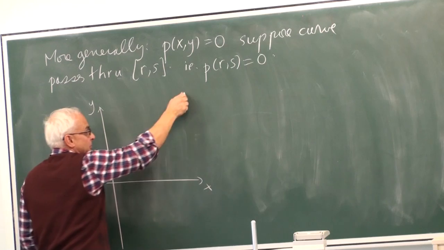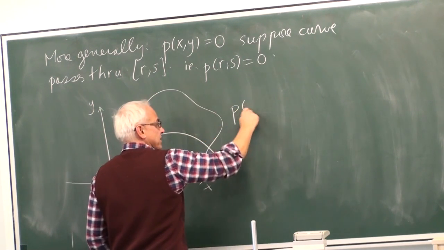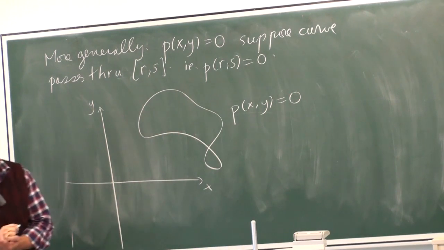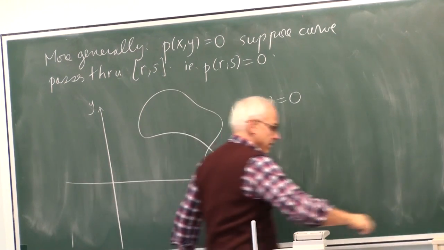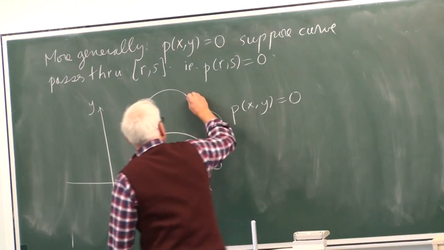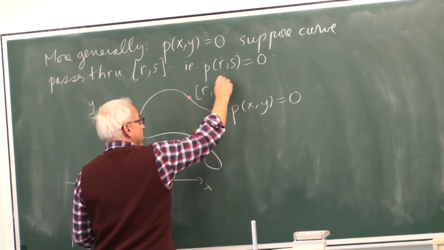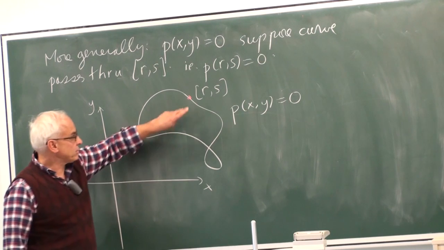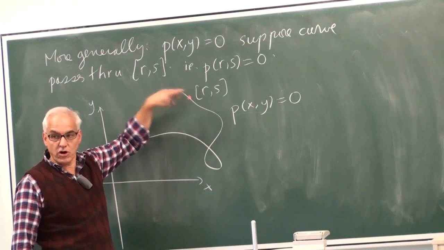Okay, I'm going to diagrammatically illustrate this with this curve here. Let's suppose that's the curve that we're talking about, just for the sake of argument. And that the point that we're interested in is this point right here. That's the point r, s, and it's on the curve. Now we want to talk about what does the differential calculus tell us about the nature of this curve near that point.